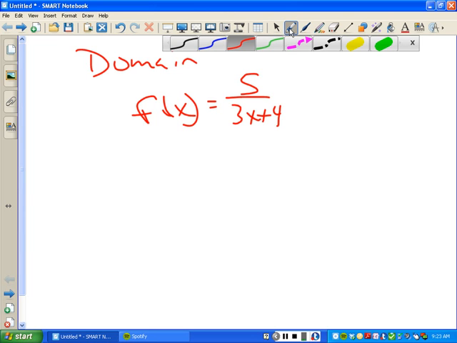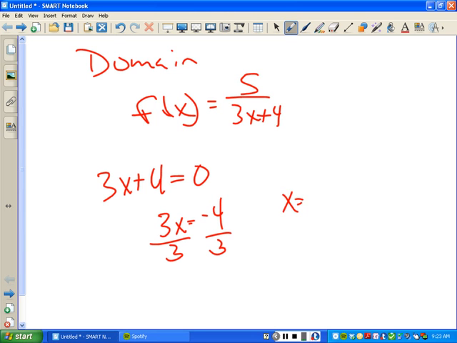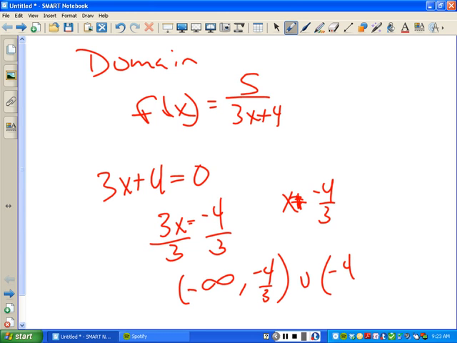So for this one, how do you find a domain when you have a fraction? You have to set the denominator equal to 0. Say 3x equals negative 4, divide by 3, x equals negative 4/3. Okay. And then how do you write the domain? X cannot be negative 4/3. That makes the denominator 0. That causes a problem. The answer is negative infinity to negative 4/3, union negative 4/3 to infinity.